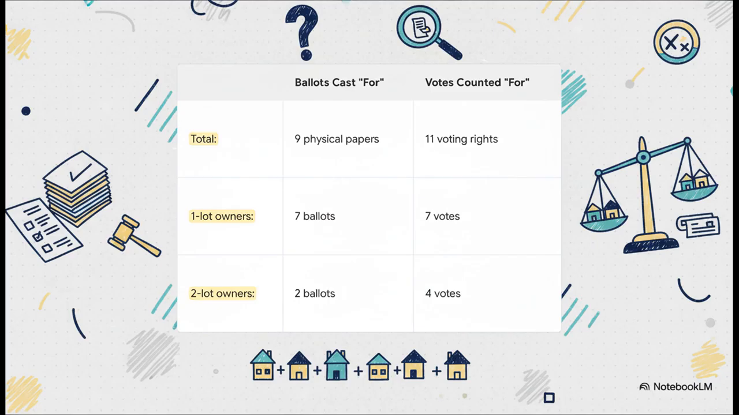Let's just break down the math. You've got your 9 pieces of paper, right? 7 of those ballots came from owners who have 1 lot each, so that's 7 votes. Simple. But the other 2 ballots, those came from owners who each owned 2 lots, so they each get 2 votes. That means those 2 pieces of paper actually represent 4 votes. So you take your 7, you add that 4, and you get 11. 9 ballots, 11 votes. Mystery solved.